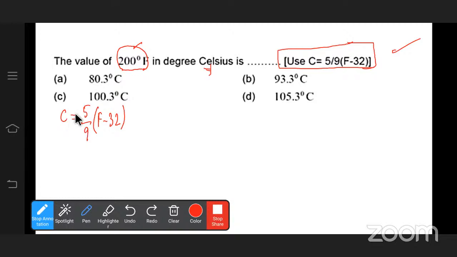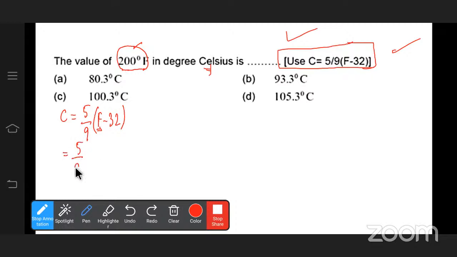What we have to do is, they have given in the question: use C equal to 5 by 9 (F minus 32). In the place of F, what do you have to put? 200, right? So in the place of F you have to substitute 200. That's all. In the question itself they have given 5 by 9 (F minus 32). In the place of F I am going to put 200. Do you understand the first step?